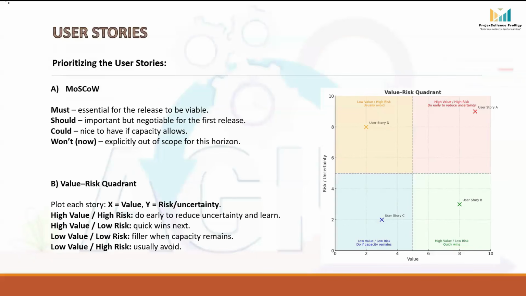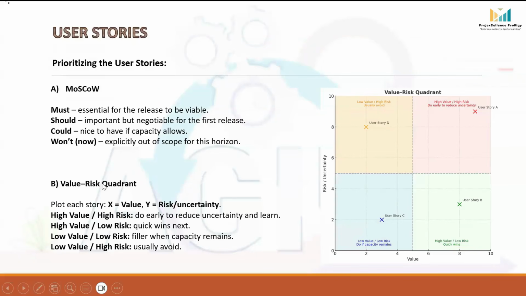And the last is won't have for now. These are features explicitly agreed to be out of scope for the current release. They are not forgotten, just parked for a later horizon. So MoSCoW gives clarity to both stakeholders and the team about what is essential and what can be traded off when deadlines or resources are very tight.